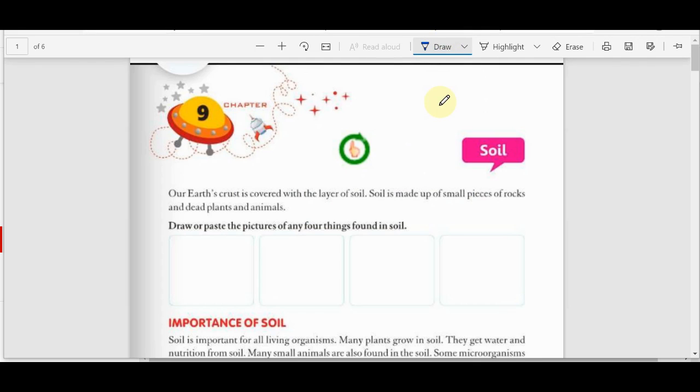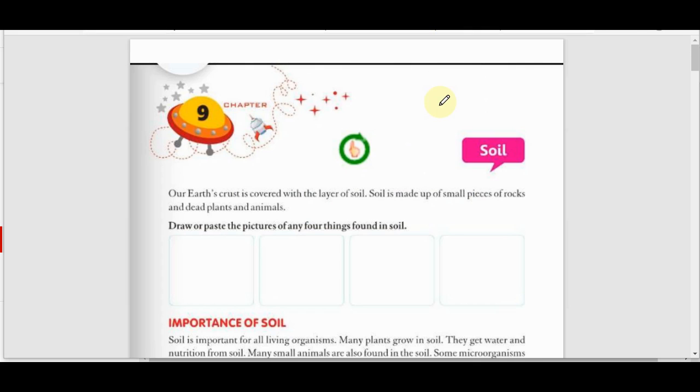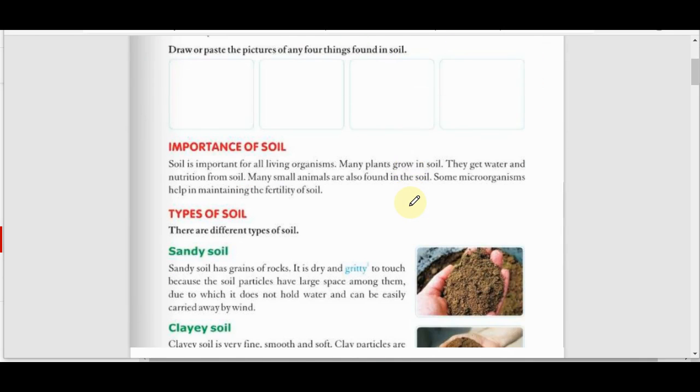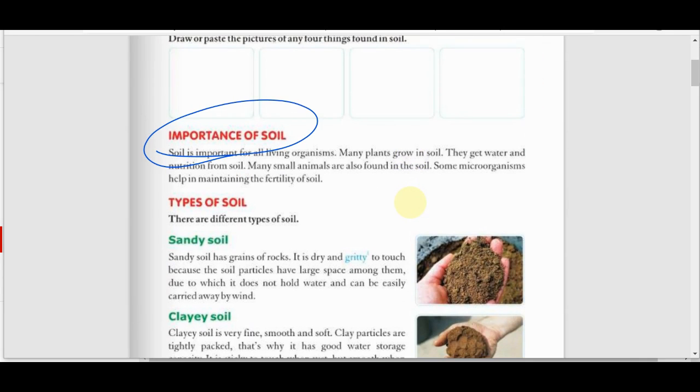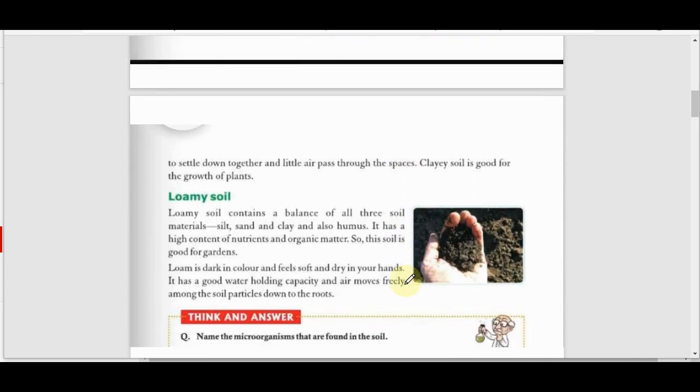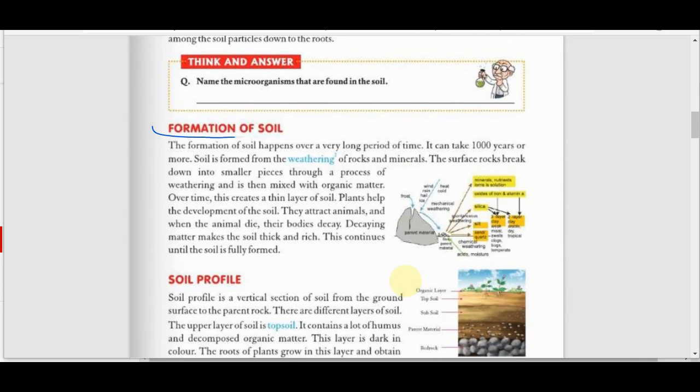Hello students, we are discussing here chapter number 9 of class 5. The name of this chapter is Soil. This is our second video, and in the previous class we had already discussed the importance of soils and the different types of soils. Today we will discuss the formation of soils and the soil profile.